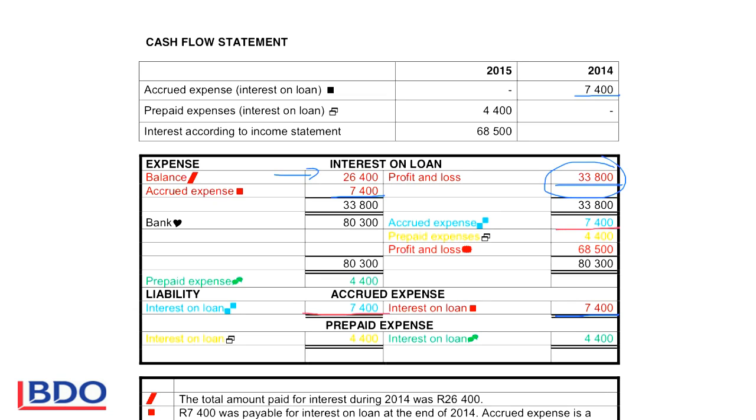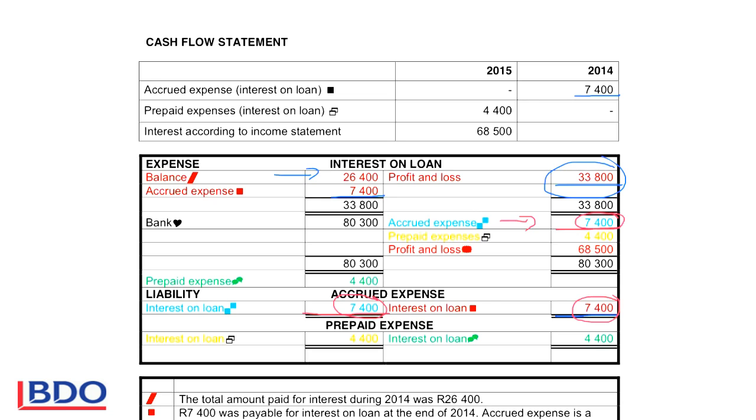So what did we learn out of this? If there's an accrued expense at the end of 2014, accrued expense is a liability. A liability has a credit balance. So if we do the reverse entry on the first day of the next year, we will debit the accrued expense and we will credit the interest on loan. So I don't have to go back to the previous year every time. If I know accrued expense is a liability, I know it's a credit entry. So if I do the reverse entry, it will be on the credit side of my interest on loan account.